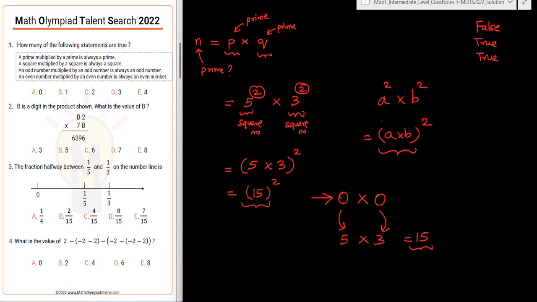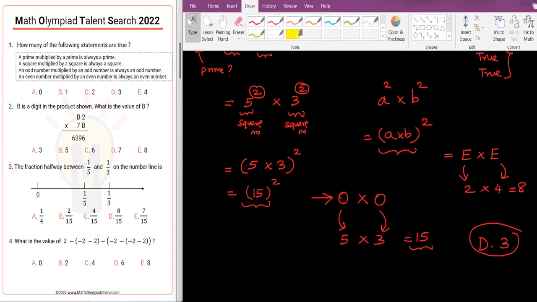How about the last one? An even number multiplied by an even number is always an even number. E times E is an even number. Again, we can give examples. 2 times 4 is equal to 8. It's always going to be an even number. So this is also true. So we have 3 true statements and 1 false statement. So the answer must be D, which is 3. So that is the answer for this. All right. So it's a straightforward question. We just have to know some properties about numbers. All right. Let's go.